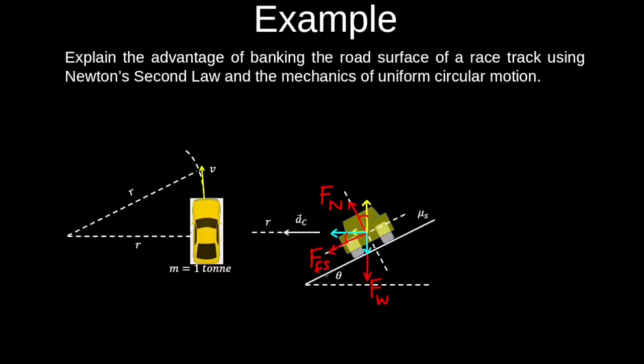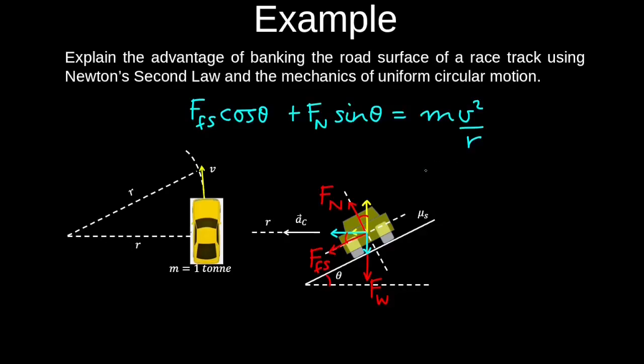So if we resolve the normal force into vertical and horizontal components, and if we did the same with the friction force, and if we recognize that these angles are equal to that of the banked surface, then what we get using Newton's second law is the static friction force cosine theta plus the component of the normal force in the horizontal direction, so that will be Fn sine theta, is equal to the mass of the car by the speed squared on the radius of the track.